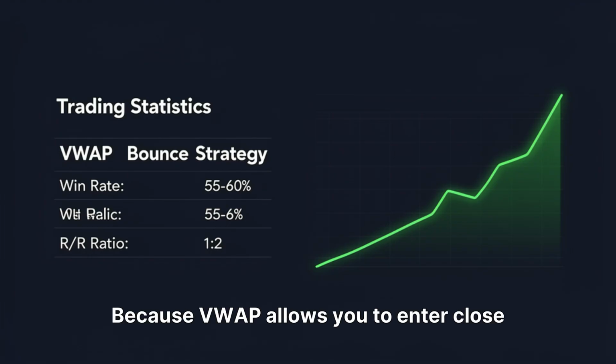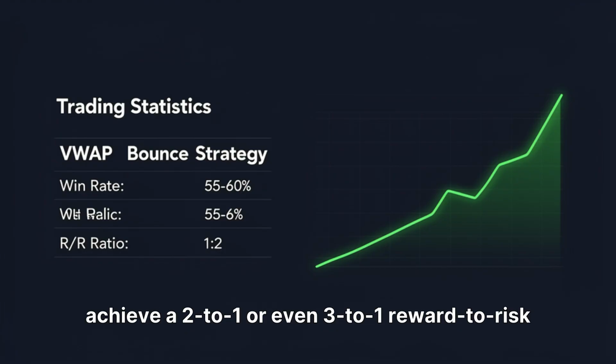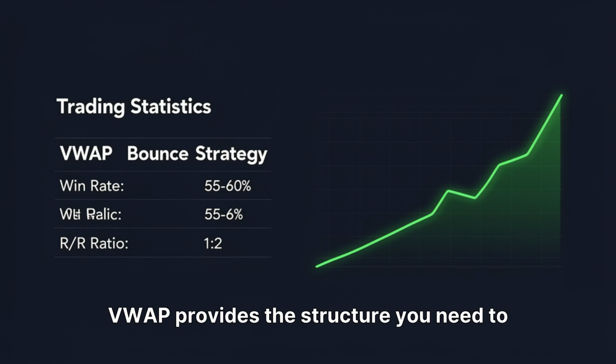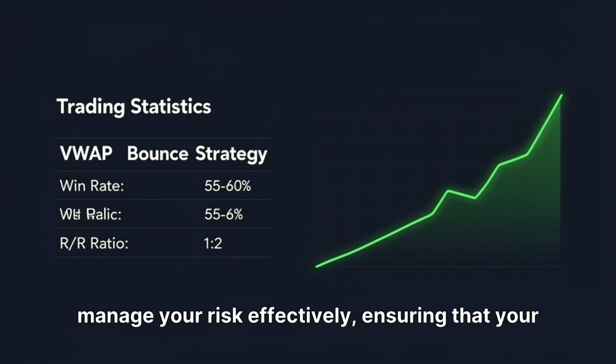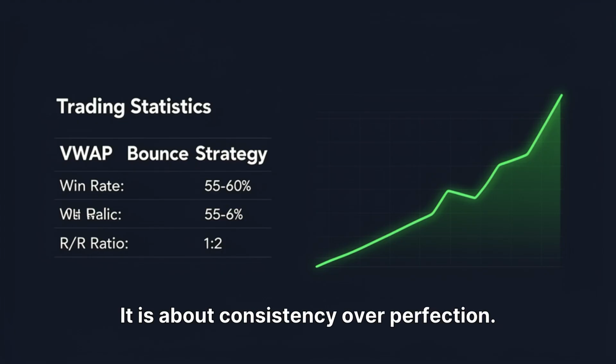Because VWAP allows you to enter close to your stop loss, you can easily achieve a 2-to-1 or even 3-to-1 reward to risk ratio. This means that even if you only win half of your trades, you are still highly profitable. VWAP provides the structure you need to manage your risk effectively, ensuring that your winning trades are always larger than your losing ones. It is about consistency over perfection.